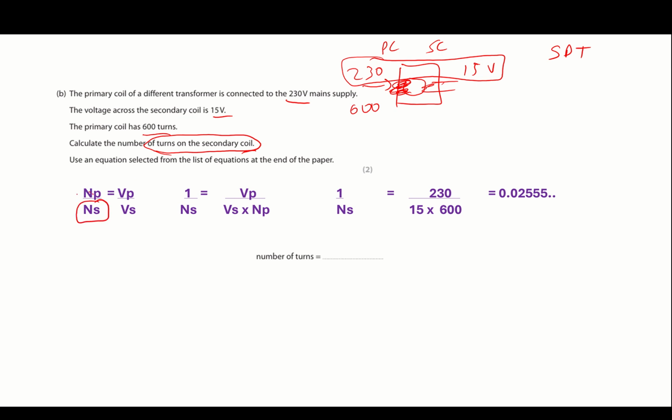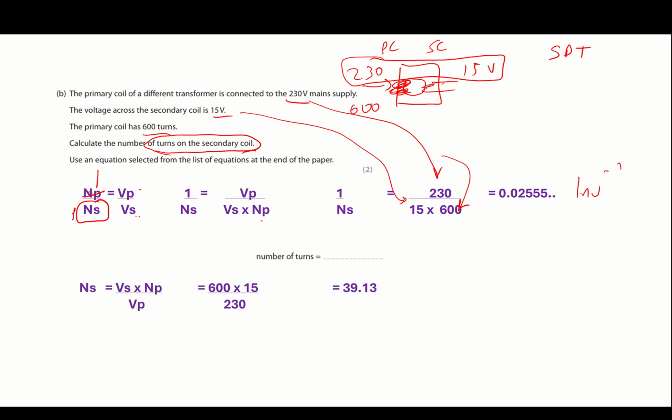So we need to divide both sides by NP. That'll get rid of that, and NP divided by NP is 1. And that's the mistake that students make. So now we're left with 1 over NS equals VS on top, and NP is now under here. So now we can substitute the values in. VP is 230, that's the voltage we put in the primary, divided by 15 times 600. All of that equals 0.0255, and then I just take the inverse function of that. And that will give me 39.1.